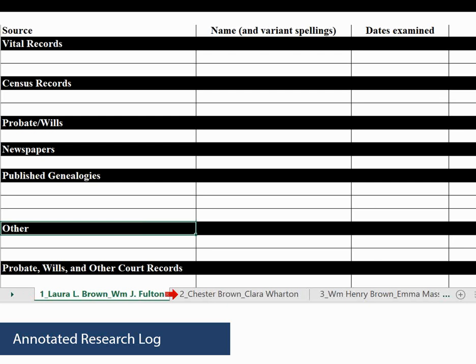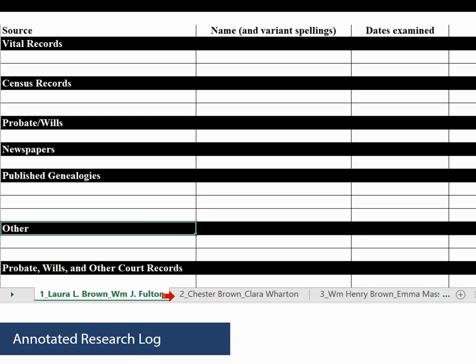Then for tab number 2, these are my great-grandparents. So they're the parents of Laura Brown, Chester Brown and Clara Wharton. I also have a separate Excel file of looking at the Fulton side of the family. So I reverse these two individuals. So I put William J. Fulton underscore Laura L. Brown. So then I know that that particular file is going to be looking just at the Fultons. And then this one is going to be looking just at the Browns. This is just a way that I like to organize it for myself.